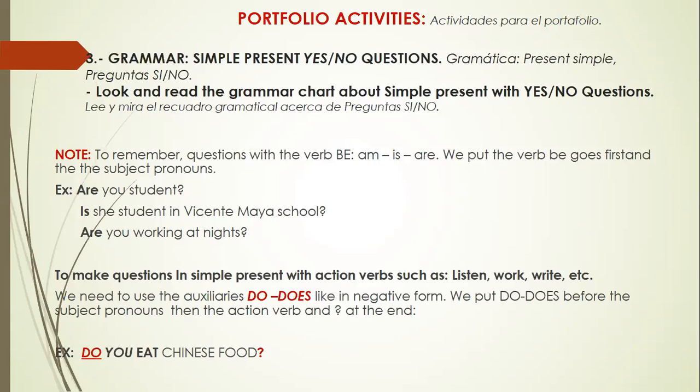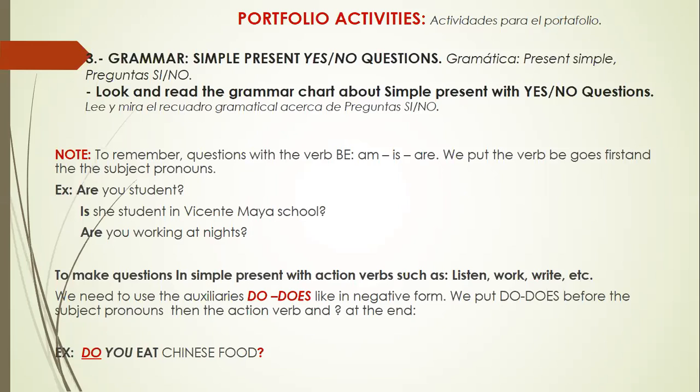Entonces ahí nos da la oportunidad de responder como sí o no. Are you working at night? Yes. Y si no lo estás haciendo, no. ¿Ok? Okay, to make questions in simple present with action verbs such as listen, work, write, and etc.